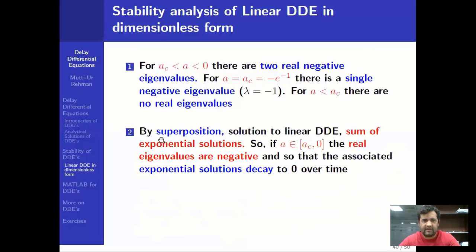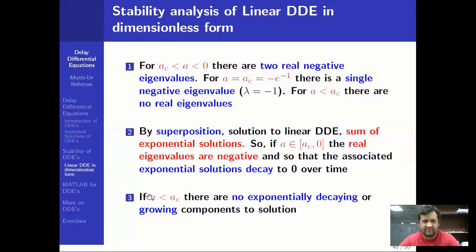So now I can make use of superposition, and then you will see that the solution for a delay differential equation can be expressed as the sum of these exponential solutions. So if I take A from this interval, then you will see that the eigenvalues are negative. This means that we will have exponential solutions that decay to 0 over time t.